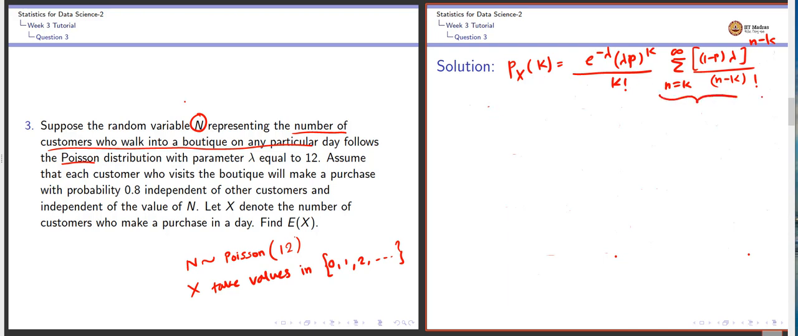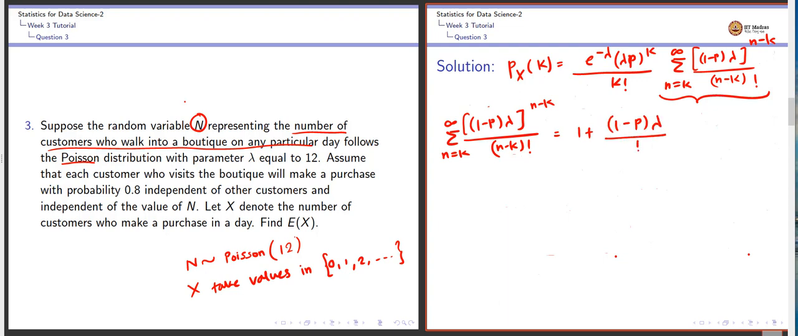Now what we have to find is this summation, n equals k to infinity, of 1 minus p into lambda to the power n minus k divided by n minus k factorial. Okay. So when n is equal to k, what will happen? The denominator will become 0 factorial, numerator will be 1, right? Then when n equals k plus 1, the denominator will be 1 factorial, numerator will be 1 minus p into lambda, divided by 1 factorial. Similarly, the next term for k plus 2 will be 1 minus p into lambda to the whole square divided by 2 factorial, and so on.